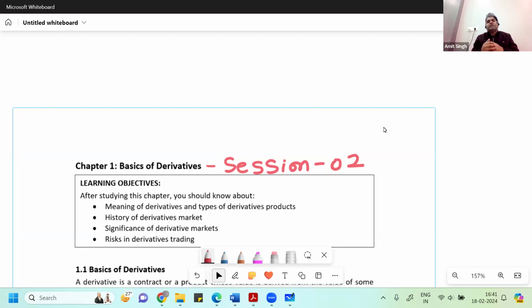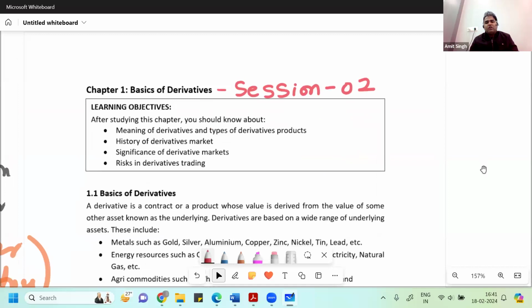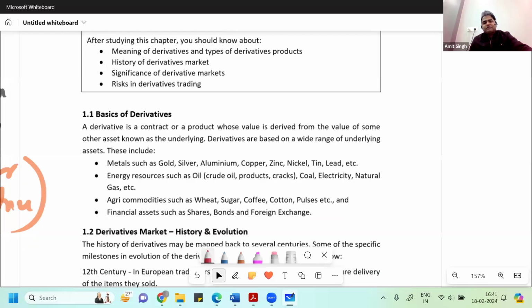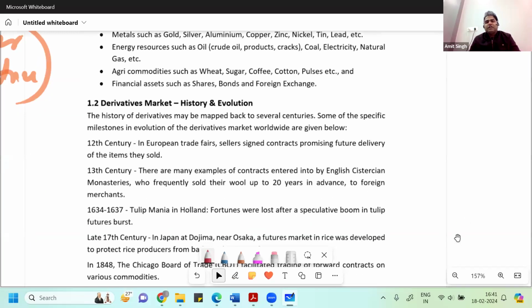Okay, so let's go to the NISM derivatives textbook and see what is given in that book. I have already discussed what a derivative is, so you already know that part. Going further, if I talk about the history of derivatives, you can see certain instances given, like in the 12th century. In the European trade fair, sellers signed contracts promising future delivery of the item they sold. No one actually knows the history of derivatives. These are a few relevant instances which you can track to know that, yes, in that era also there was a use of derivatives. So this is the instance of the 12th century.